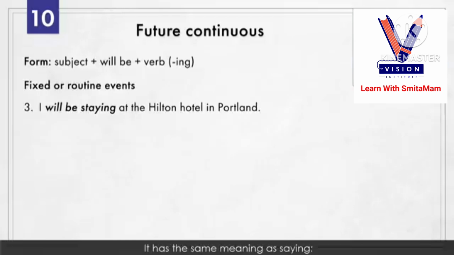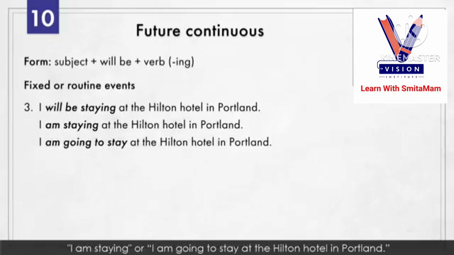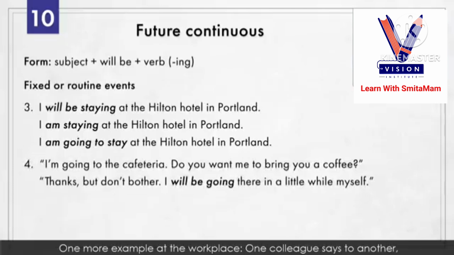I will be staying at the Hilton Hotel in Portland. It has the same meaning as saying I am staying or I am going to stay at the Hilton Hotel in Portland. All of these forms are correct in that case.